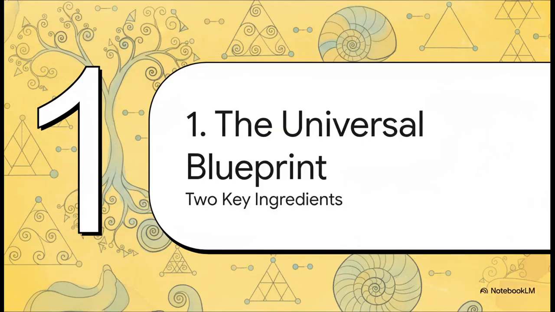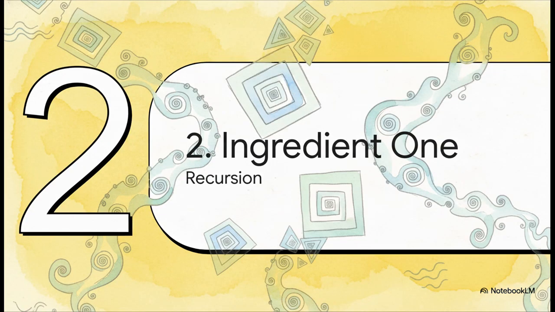So, what is the common thread here? It really feels like there's some kind of universal blueprint at work, doesn't it? Like an instruction manual for creating complex, beautiful things? And it turns out there is, and it's built from just 2 key ingredients. So let's get into ingredient number 1.